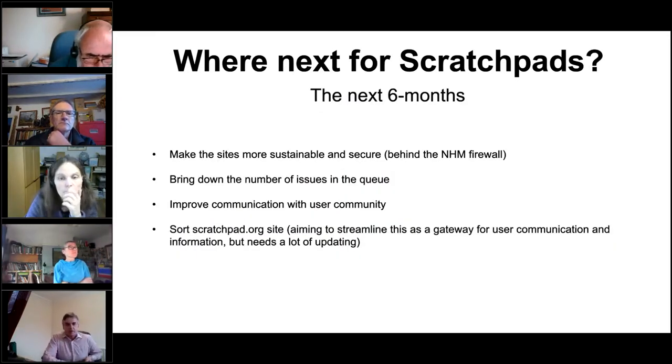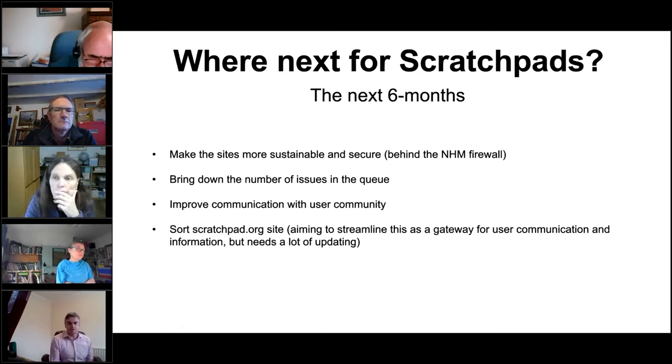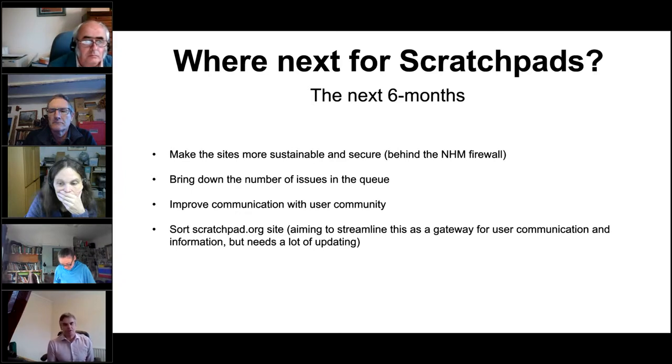So moving on, where are we going next with Scratchpads? We've already put the sites behind a firewall. Security is one of those things that you don't want to have to worry about as users, and shouldn't need to know about. When it's working really well, you don't know it's going on. And that's been going on, and my colleague Ben Scott has done a lot of work on that.